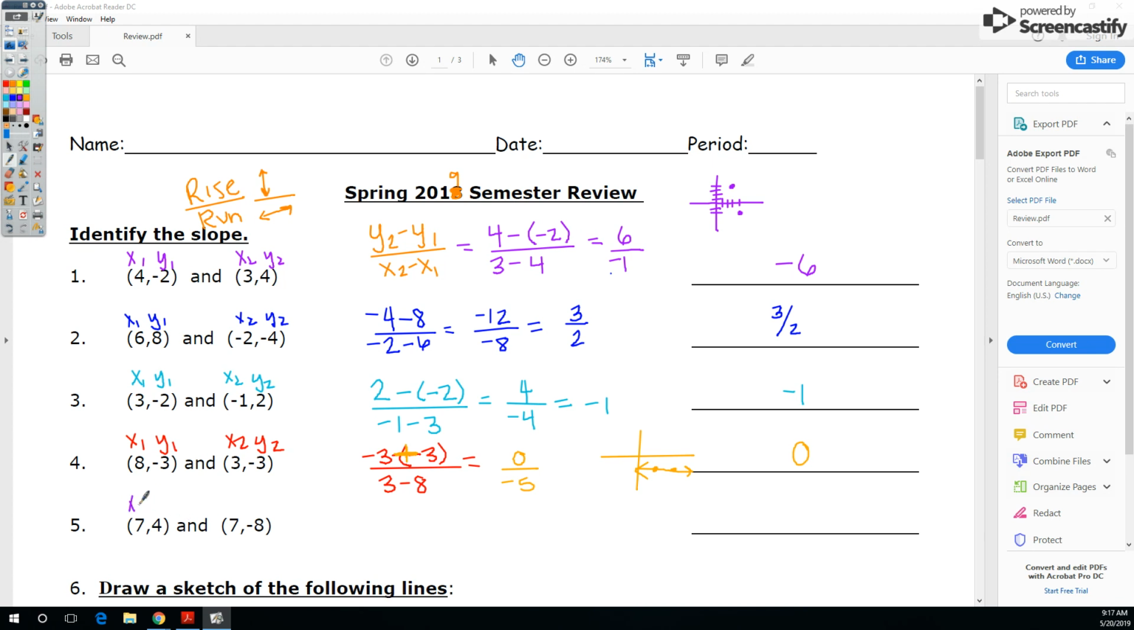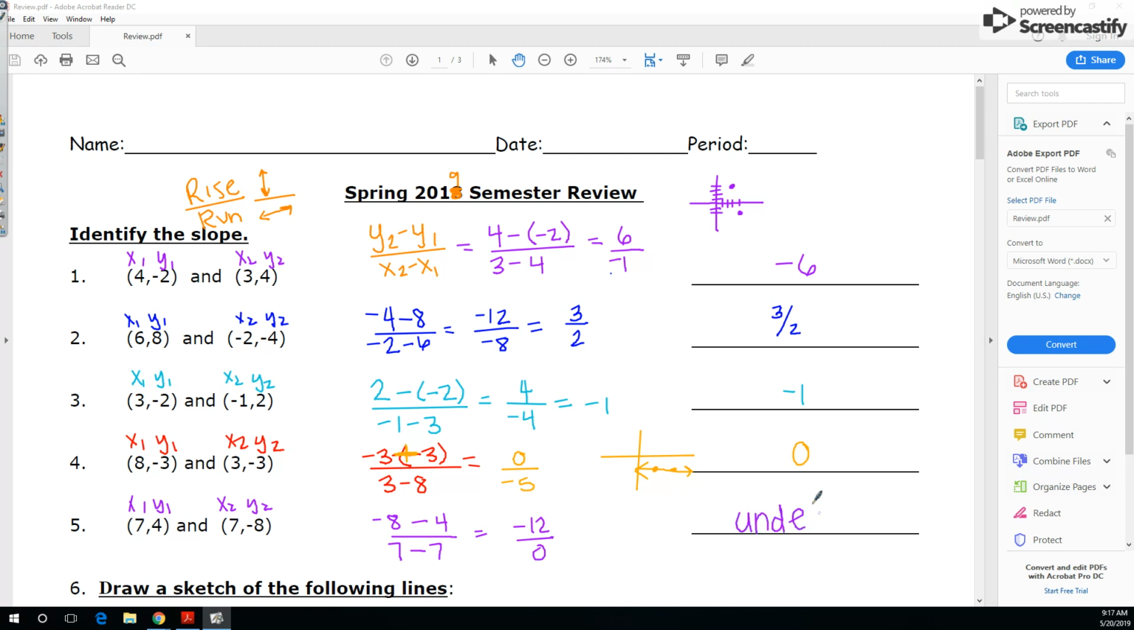Okay, last one. x1, y1, x2, y2. y2 minus y1 divided by x2 minus x1. Negative 12 over 0, which is undefined. If we look on the graph, these should be right on top of each other. So positive 7, positive 4, positive 7, negative 8, and we see an undefined slope.